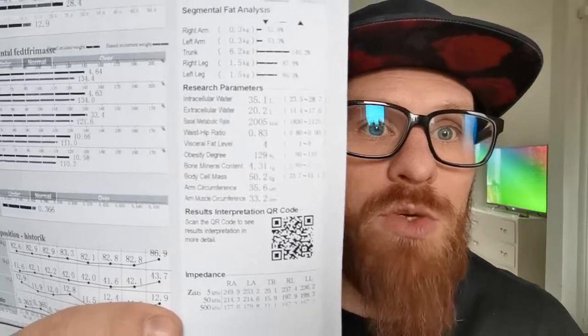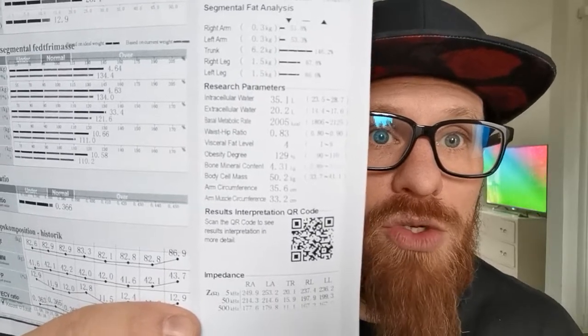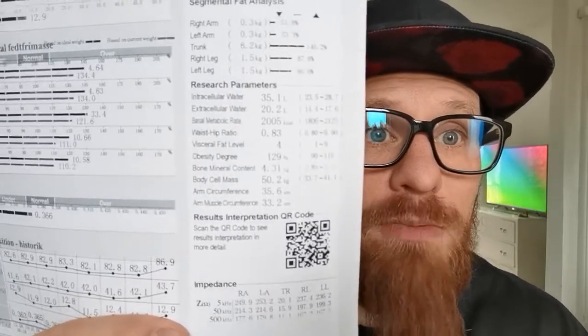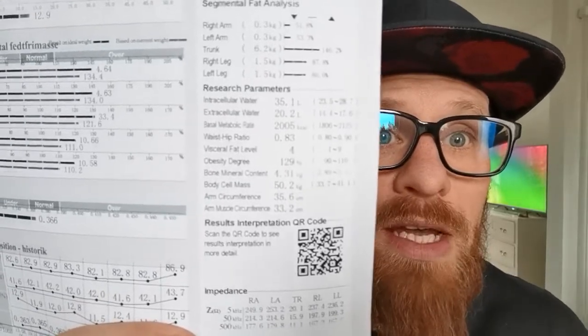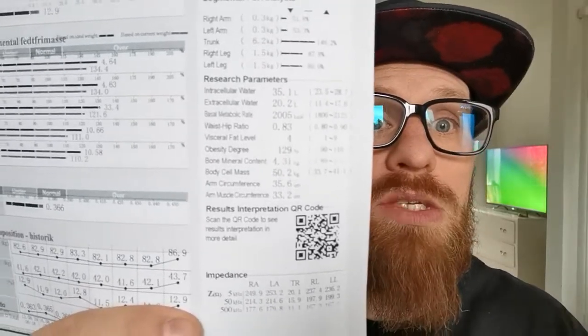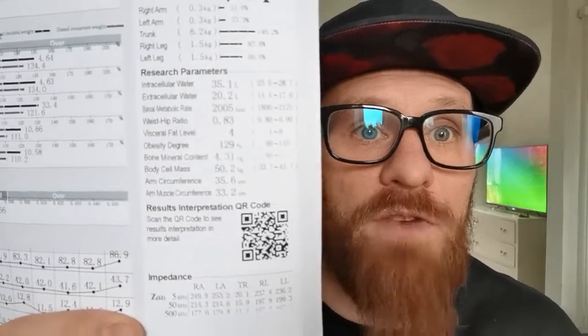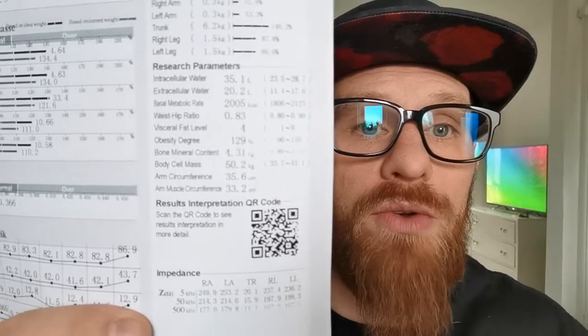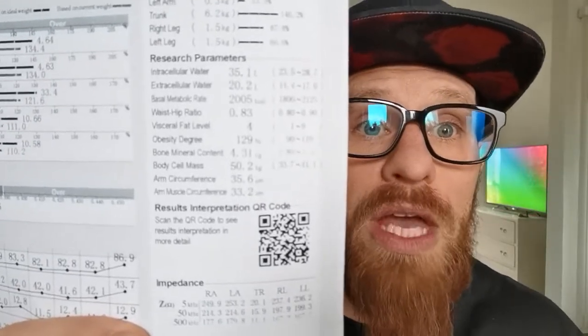Okay? Hip to waist ratio, it'll tell you how wide your hips are in relation to your waist. It should be between 80 and 90. Visceral fat rating, this is an important one. This is where is your fat as far as your midsection is concerned. Your visceral fat, that's all the fat that's around your intestines, your stomach, your inner organs.